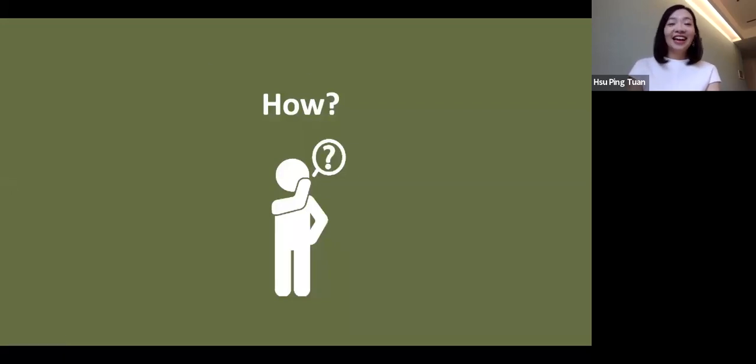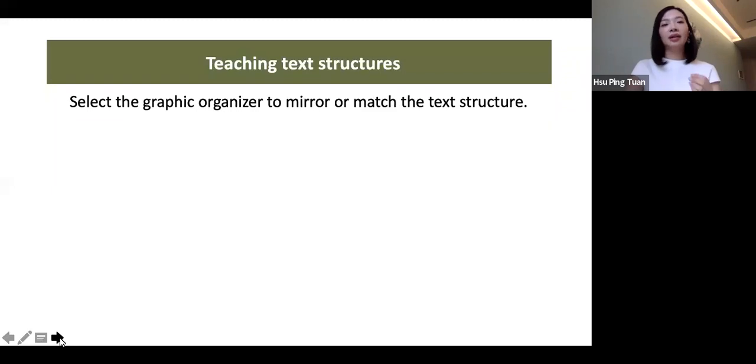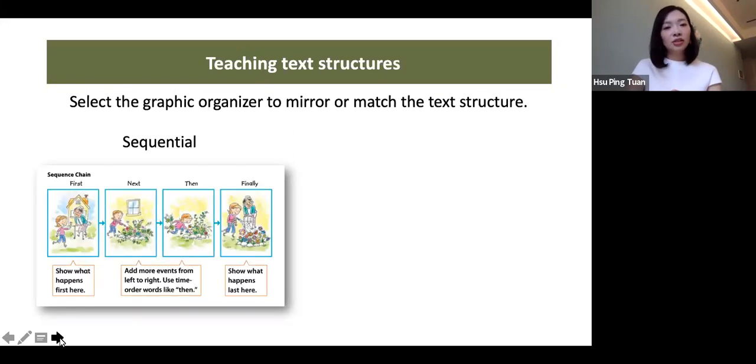Thank you. So for me, one of the ways to teach text structure is to select a graphic organizer. But the key is that we need to make sure this graphic organizer mirrors or matches the text structure. For example, if you're teaching social studies and a historical event, you can select a sequence chain to help students organize the information, right?